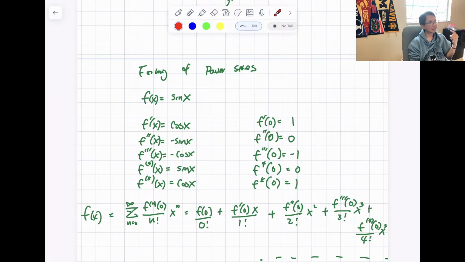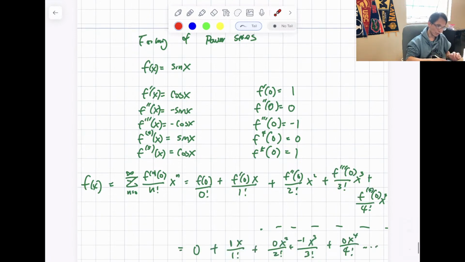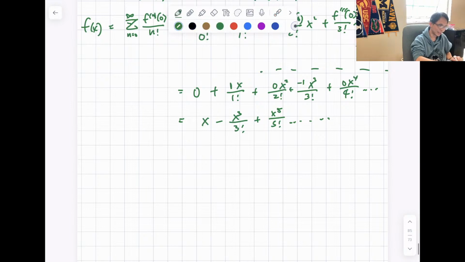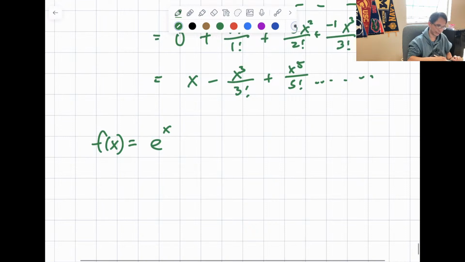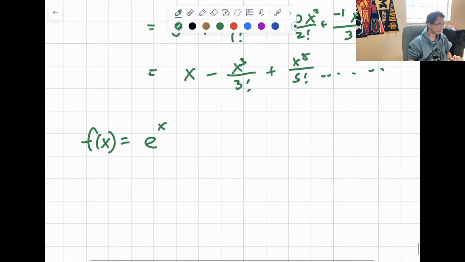So you could do e to the x. Instead of sine of x, you could put e to the x instead. That's what we're gonna do next. Okay, so what we're gonna do next is I want you to do polynomial interpolation, I think. You'll get it one day.